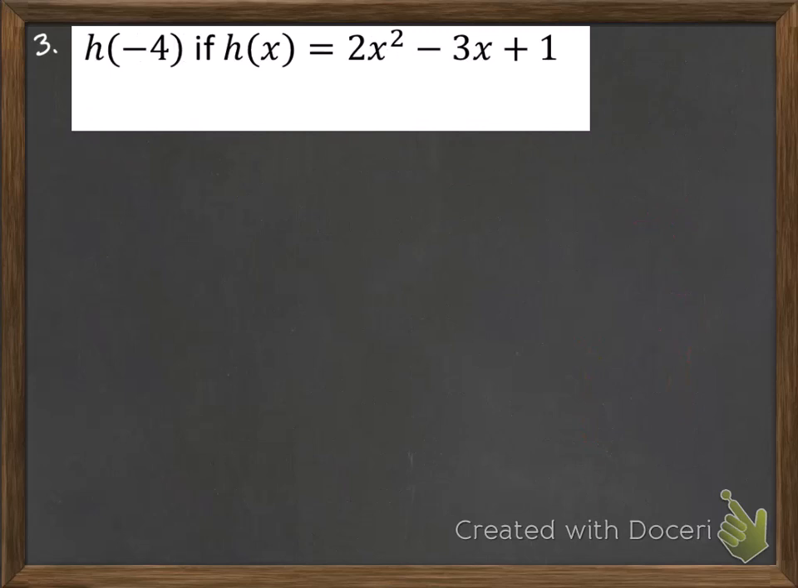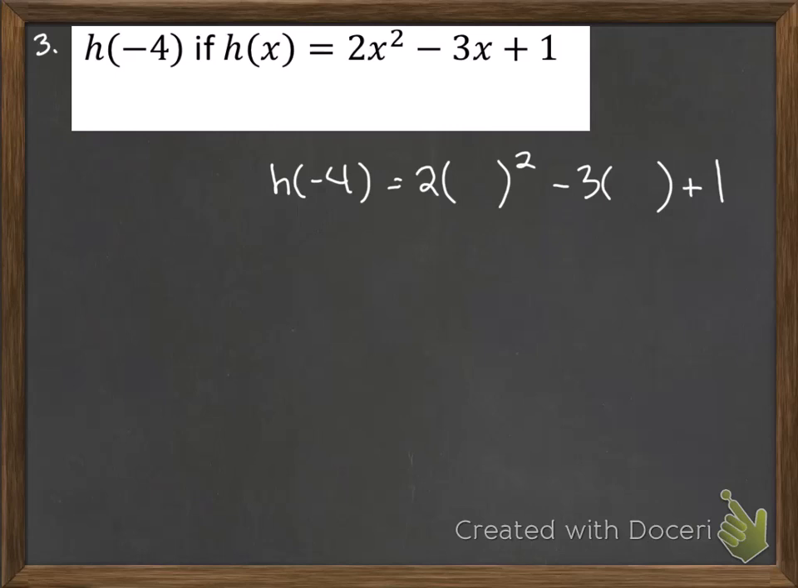We have h of negative 4 if h of x equals 2x squared minus 3x plus 1. So we want to do h of negative 4 is equal to 2x squared minus 3x plus 1. Okay, notice this time I just went ahead and built nests for my variables. Okay, and in each of those sets of parentheses, I'm going to put the negative 4. It's extremely important that you use parentheses for many reasons, but especially when you're working with negative signs.